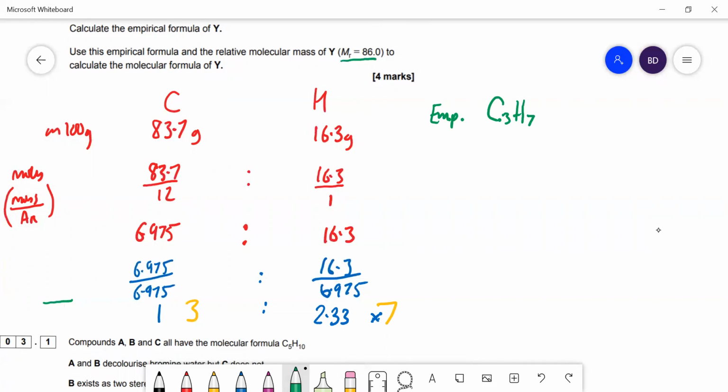Well, if you multiply that by 2, it's going to be a multiple of that, 2 or 3. Multiply it by 2, you get C6H14, and the MR of that is equal to 86. So the molecular formula is C6H14. So it's a saturated hydrocarbon.